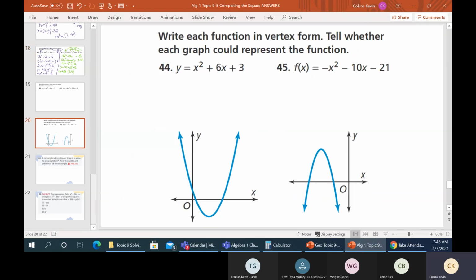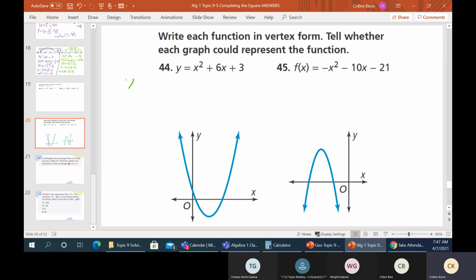So it says, write each function in vertex form. Tell whether each graph could represent the function. Okay, so obviously 44 goes with the first graph because that's an upward parabola. Then the other one has a negative in front of it, right? So that's a downward parabola. Okay. All right, so real quick, I'm going to do our usual here.